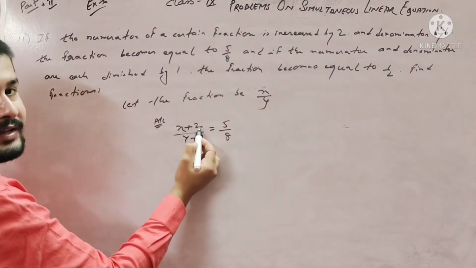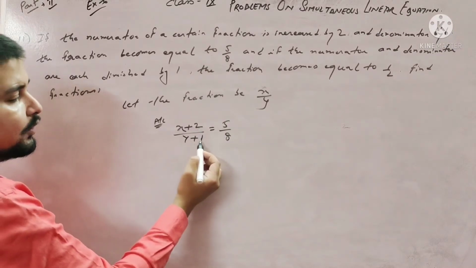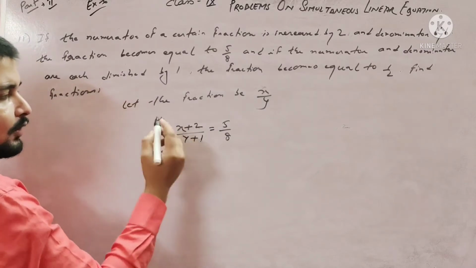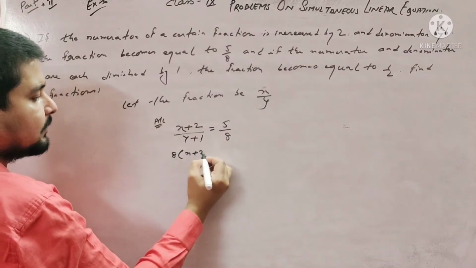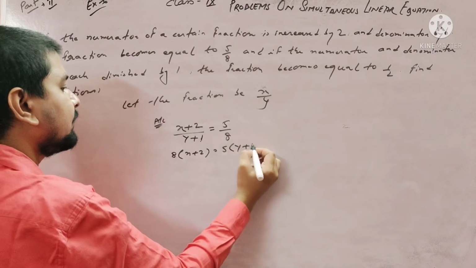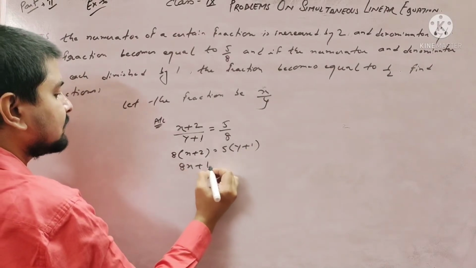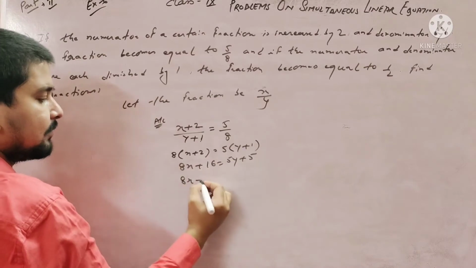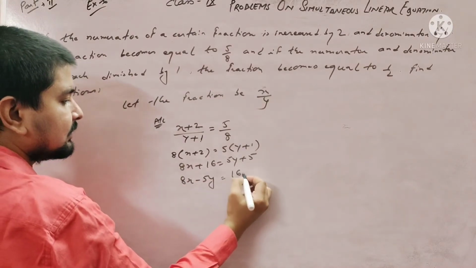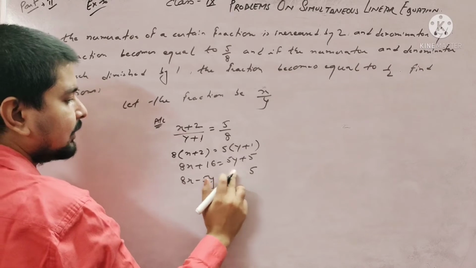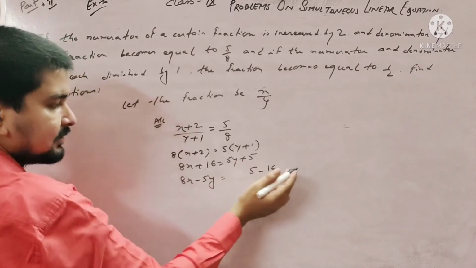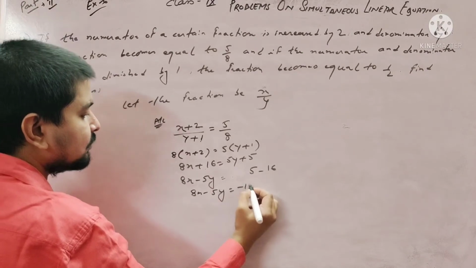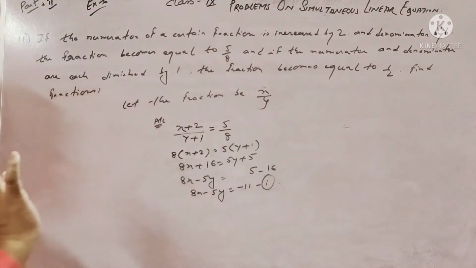When the numerator increases by 2 and denominator increases by 1, the fraction becomes 5 by 8. Cross multiply, so 8 into x plus 2 and 5 into y plus 1. So 8x plus 16 equals 5y plus 5. So 8x minus 5y equals 5 minus 16. This plus 16 going this side is minus 16. So 8x minus 5y equals minus 11. This is your equation 1.